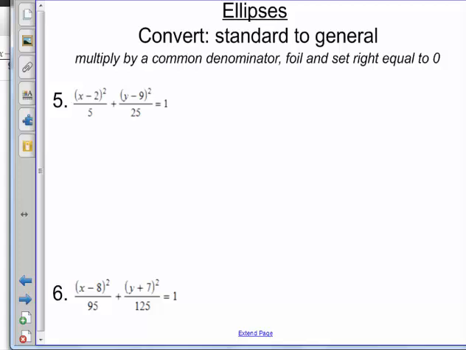First step when we are converting from standard to general is we're going to multiply by a common denominator. 25 is going to be a common denominator. We're still going to have 5, because 25 divided by 5 is 5. So we really will have 5 times x minus 2 squared.